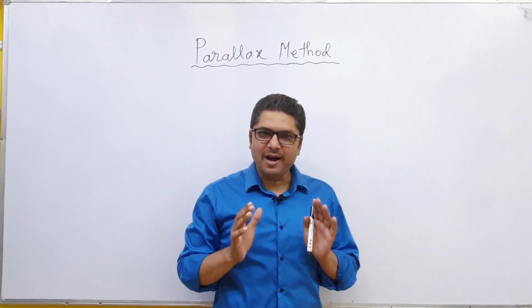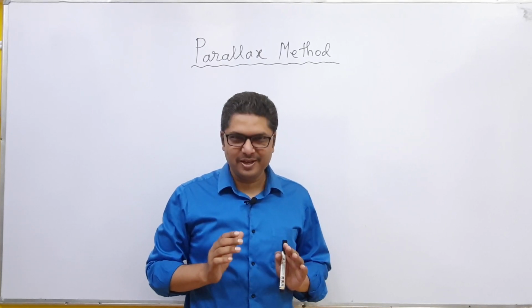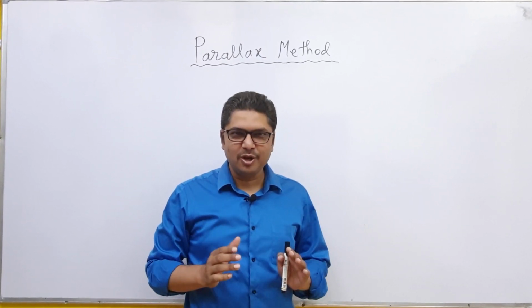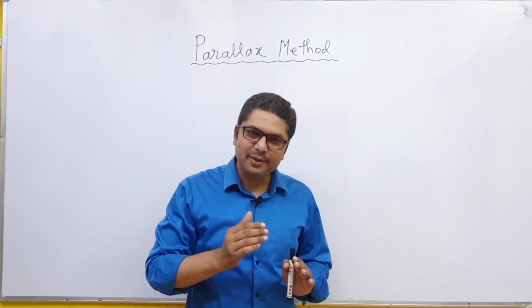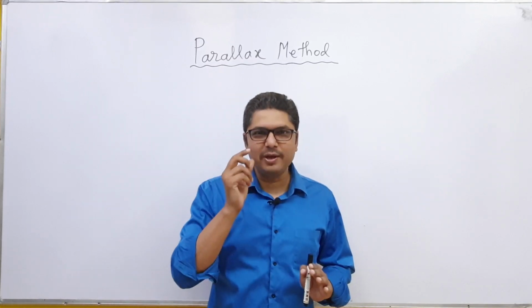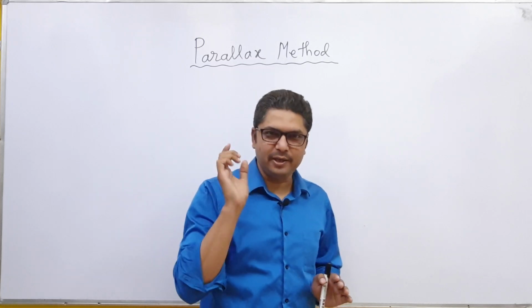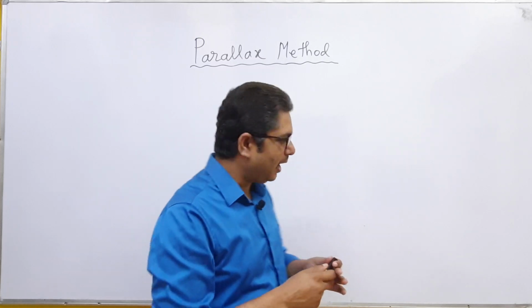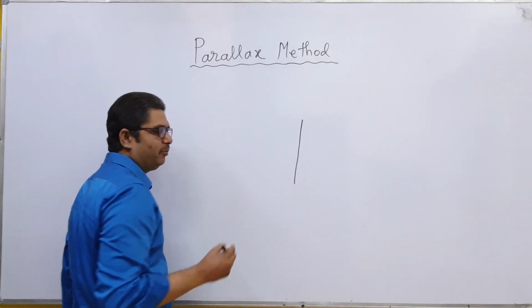For measuring a far distance, we have to use the concept of relative shift of the observation point with respect to background. How does it work? Let us do an experiment. The experiment is to draw a line on a board. I am drawing a line on a board. Here is a line on a board.